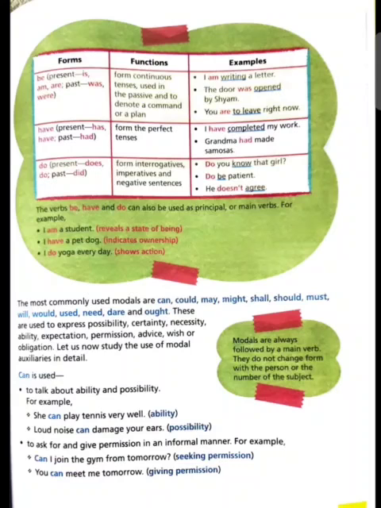Okay. And next, to ask for or to give permission in an informal manner, means if you want to take permission from your relatives, from your friends or your elders, so in such manner you can use can in an informal manner. Like you can see in the given examples, can I join the gym from tomorrow?